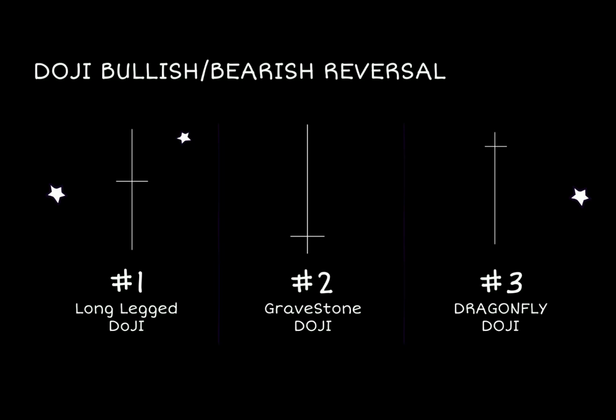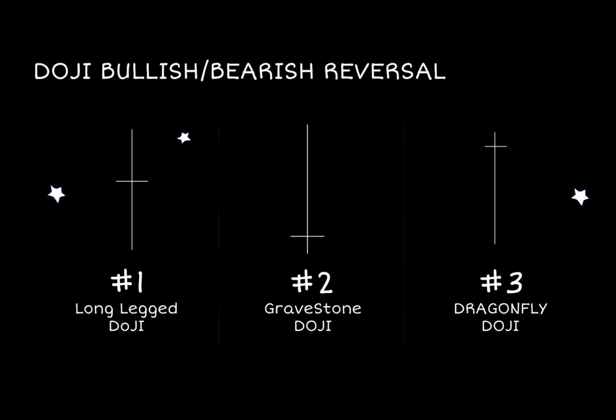So now we have seen the different variations of DOJI. The first one is long leg DOJI, the second one is gravestone DOJI, and the third one is dragonfly DOJI. The common trait being the open price is equal to the close price, and it represents the struggle between the bulls and the bears and shows indecision in the market.